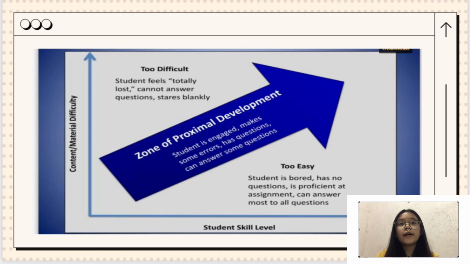So, in this picture or chart, we have the ZPD. In the ZPD, students engage, like asking questions or answering the teacher's questions. At the top, we have too difficult, because sometimes students struggle as they have no answer or become confused in the discussion. At the bottom, we have the too easy level, where students are bored, and mostly the questions are easy enough that they can answer them.